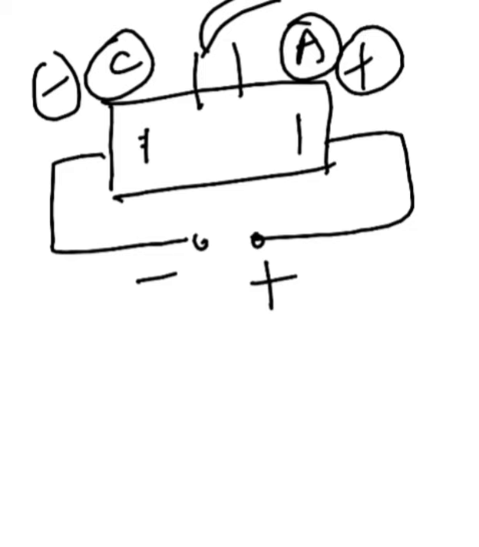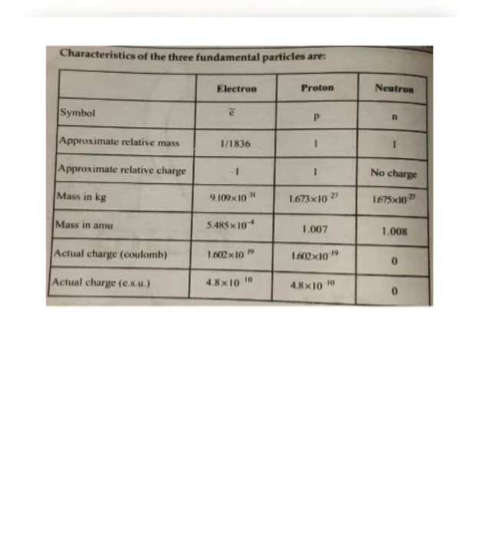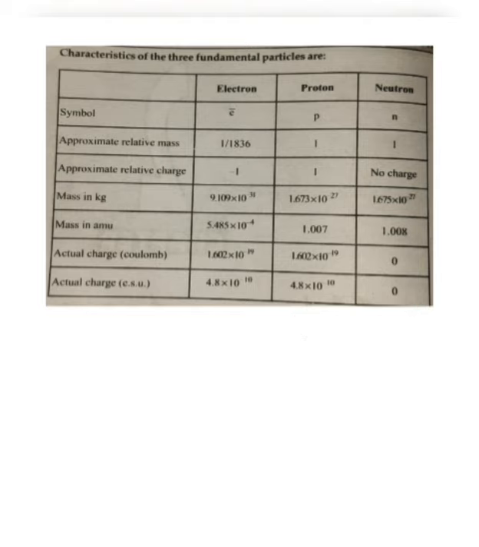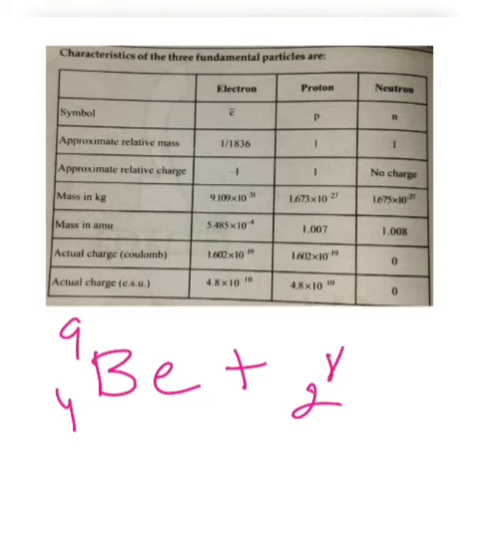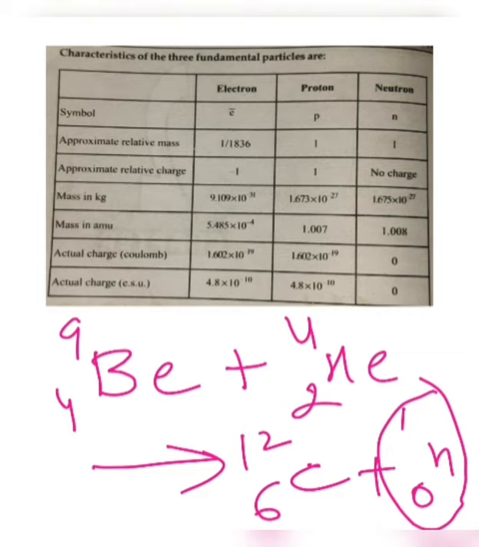Now let us see the other concept. The next fundamental particle, neutrons, was discovered by James Chadwick, right? And how did he discover it? He took beryllium or boron particles, right? And bombarded it with alpha particles. See this. So beryllium bombarded with alpha particles. Alpha particle is helium, 2 helium 4, right? And this resulted in carbon 6 plus neutrons. So this was the discovery of neutrons, which was made by James Chadwick, right?